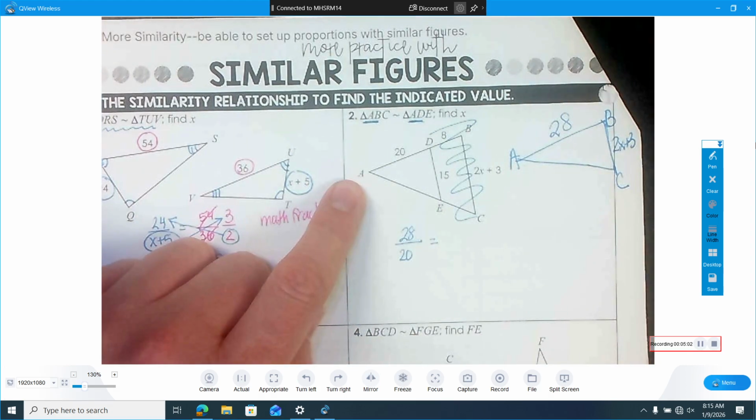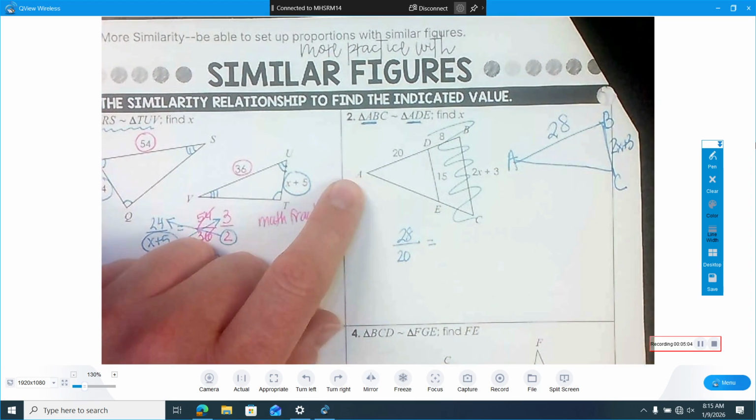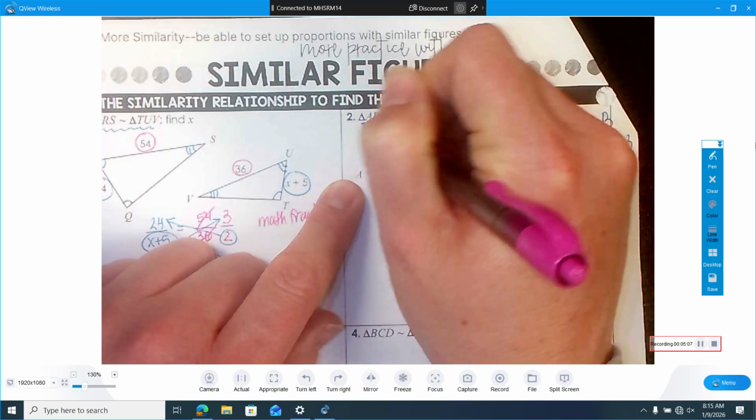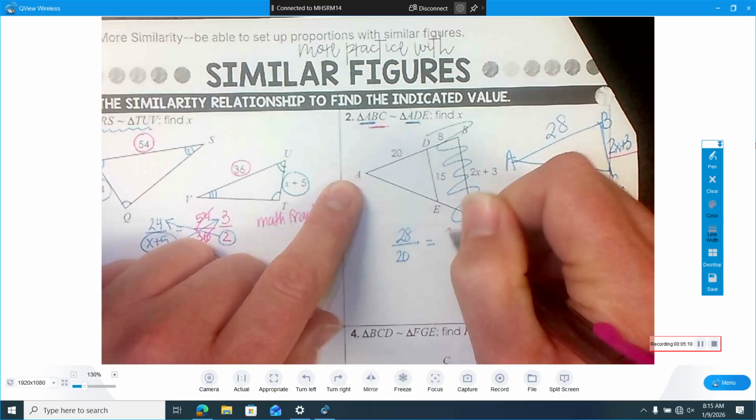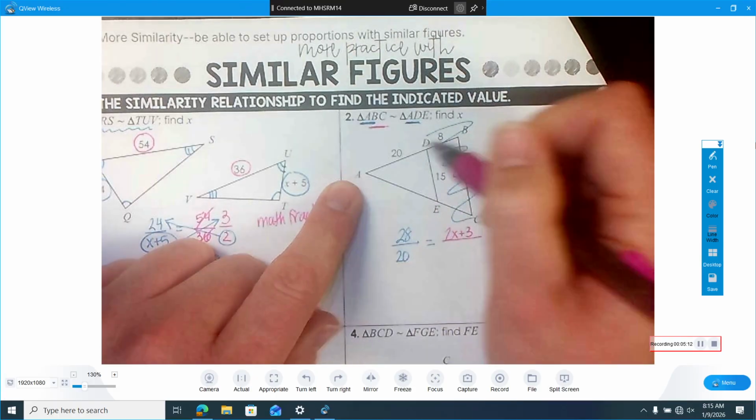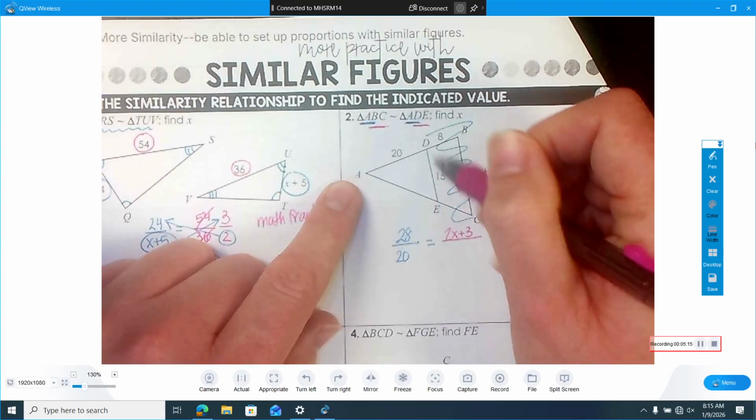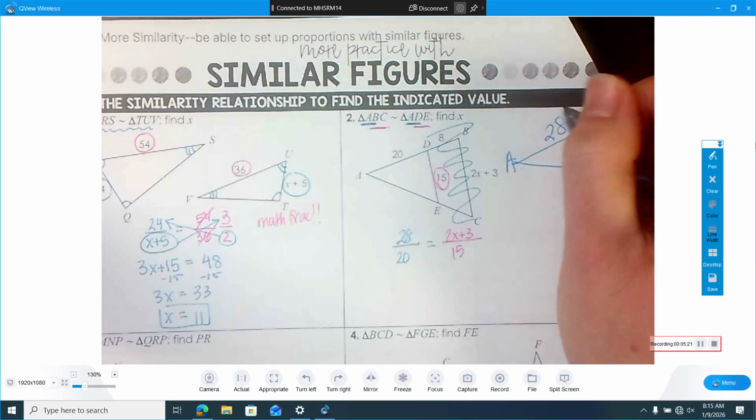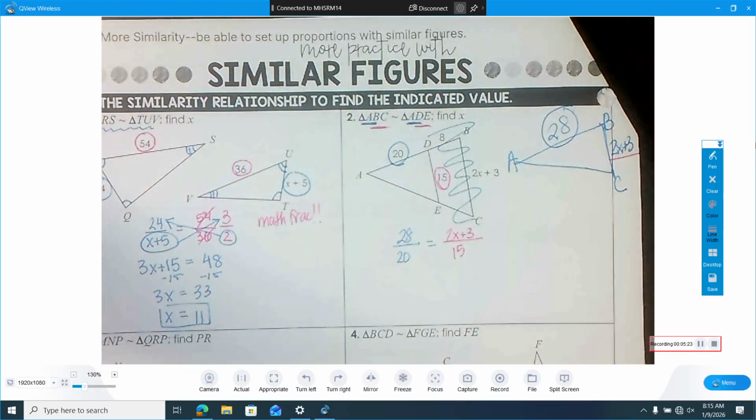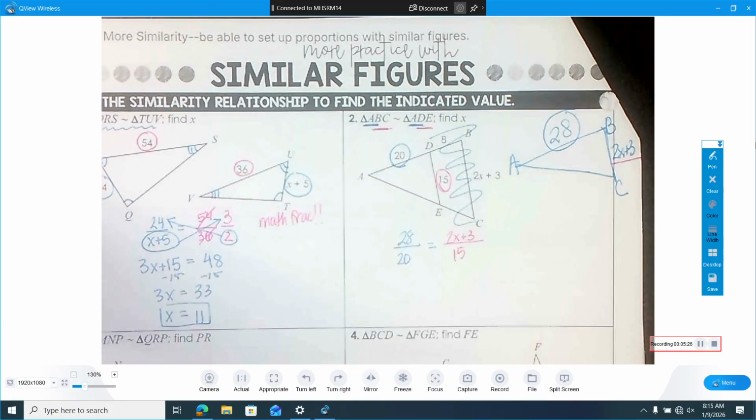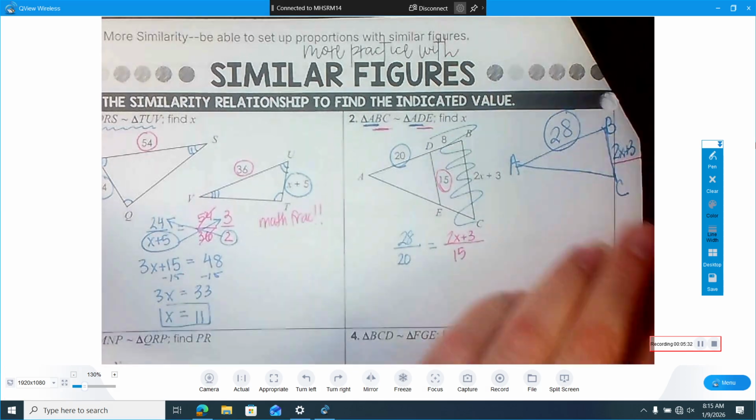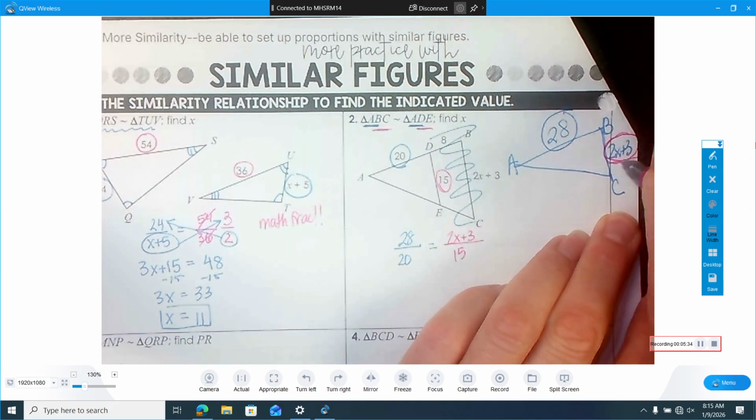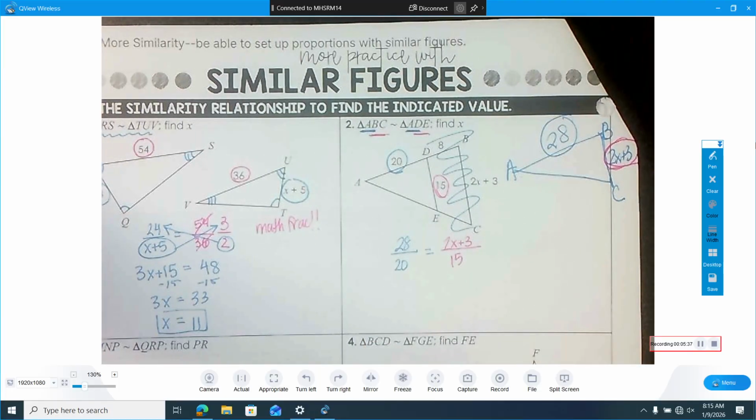Then that's going to equal, on the other side, BC. BC is 2x plus 3 over side DE, which is right here, the 15. All right, so we have little pieces here. If you have overlapping triangles, this is one way that you can maybe make it a little better for yourself. I don't know if it's actually better, but I'm using that similarity statement to find those corresponding sides.